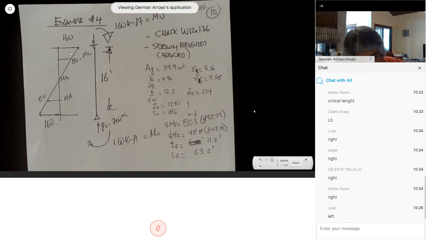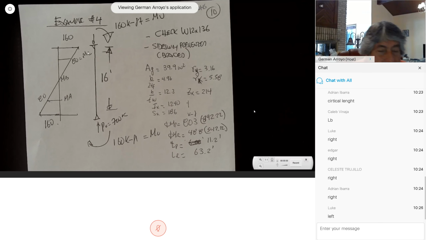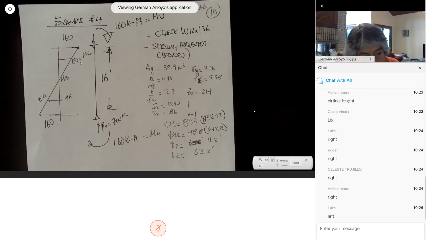But because of symmetry, it's very easy. The moment in the middle is going to be zero, 1/4 is going to be 50% of this, 3/4 is going to be also 80. So MA, MB, and MC are very easy to compute. And like I think Fomo asked me yesterday, this could be MA, MB, MC, it makes no difference if we go from the top or from the bottom. It's exactly the same value that we're going to use.